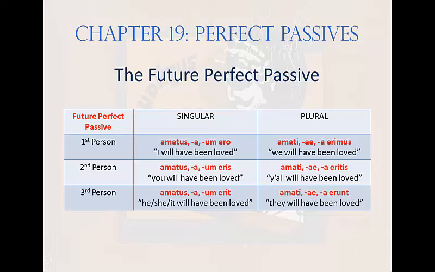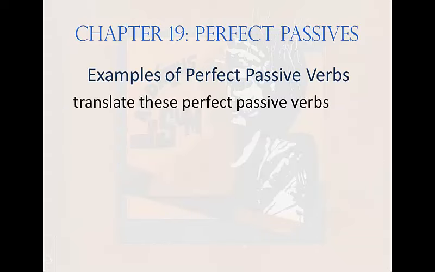And here is how the future perfect passive is translated. I will have been loved, you will have been loved, and so on. Let's take a moment to practice a little bit with perfect passive verb forms. So, I'll give you some perfect passive verbs, you translate them.